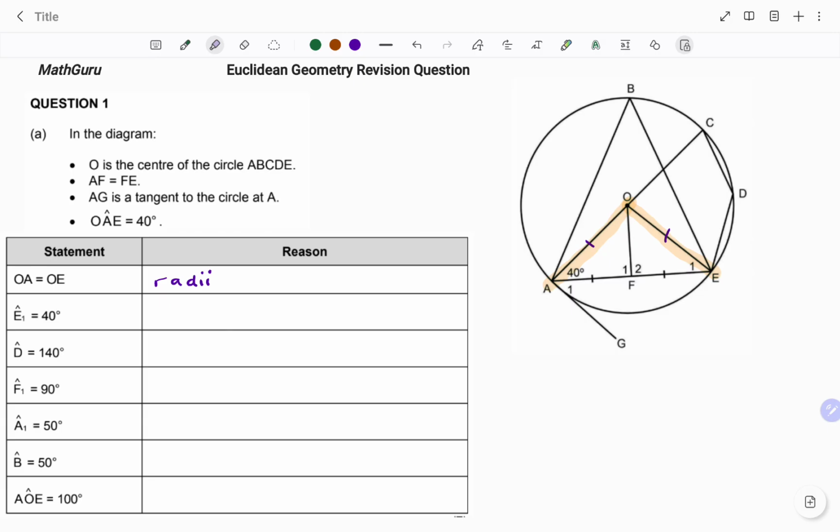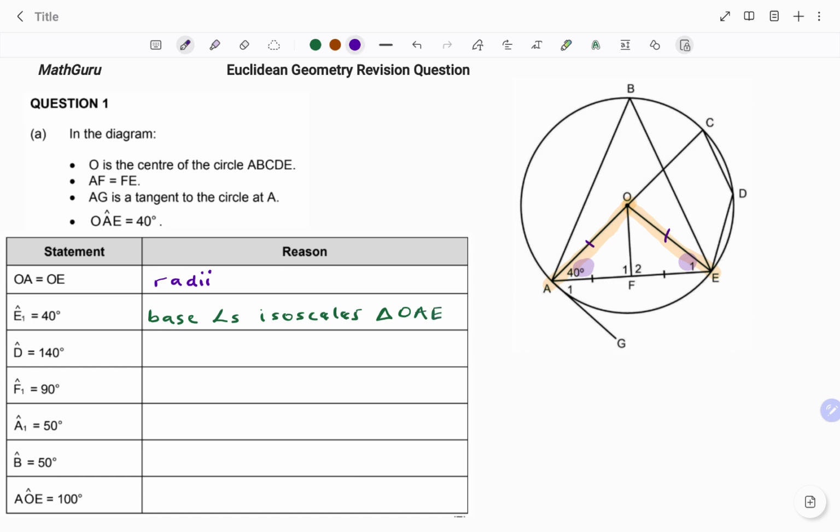The second statement says the angle OEA is equal to 40 degrees. If I go back to the diagram, we already know that OA is equal to OE, that's the radii, and then we have the angle 40 degrees is equal to E1. Note that the triangle shown, OAE, is an isosceles triangle, and we know that the base angles of an isosceles triangle are equal. So the reason for that would be base angles of the isosceles triangle OAE.